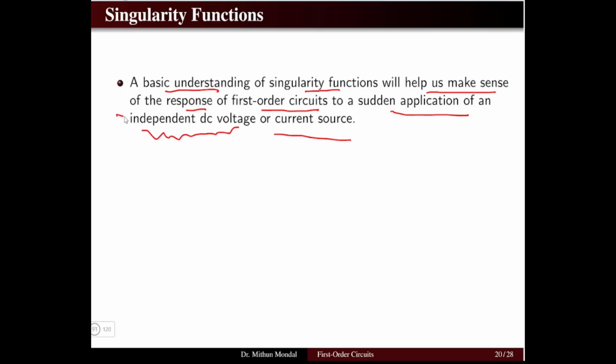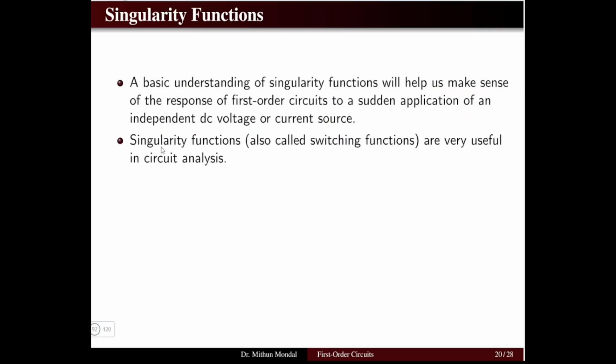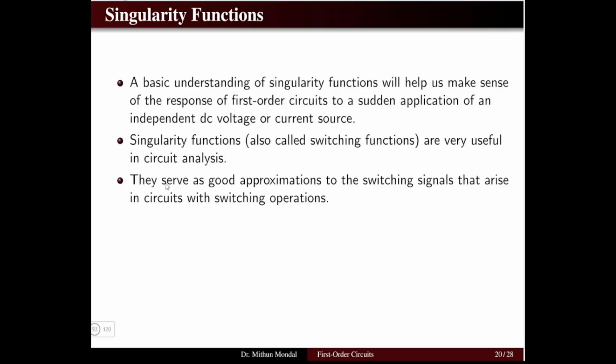Now you see that our next target is to obtain the forced response. When we apply the forced response, that is an independent DC voltage or a current source, then we need to have a clear understanding of the singularity function first. Singularity function, otherwise called the switching function, is very useful in circuit analysis. Why is it very useful? Because they serve as good approximations to the switching signals that arise in circuits with switching operation.